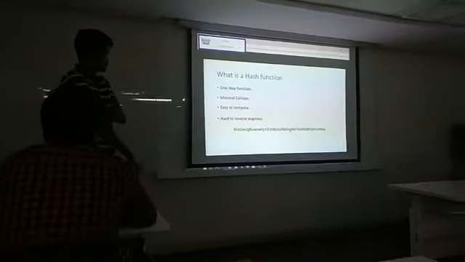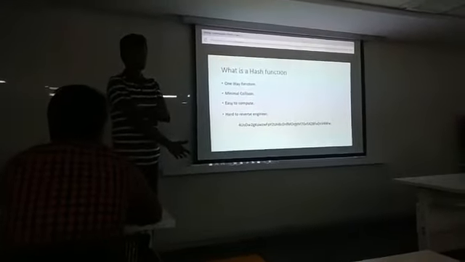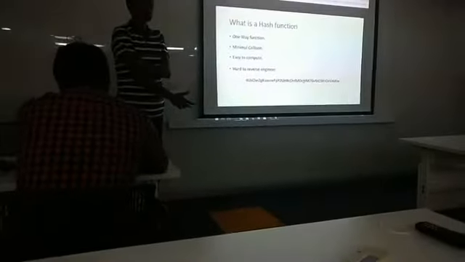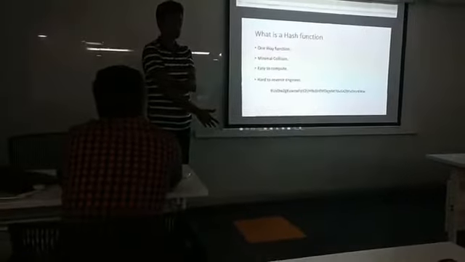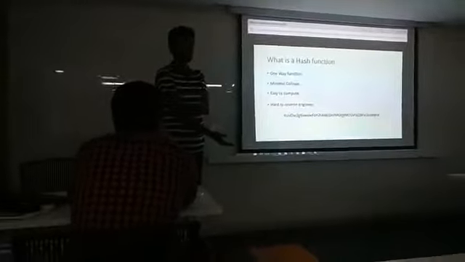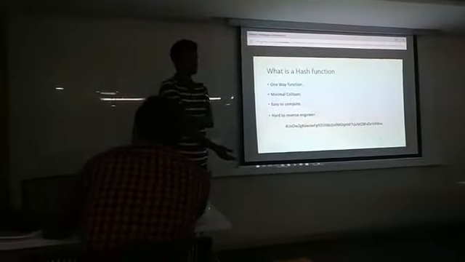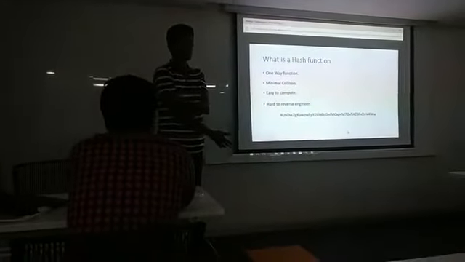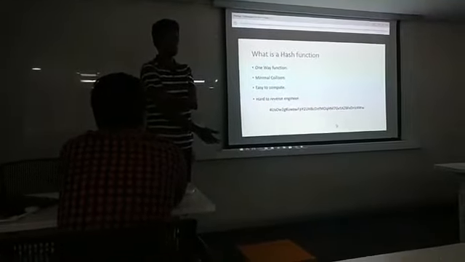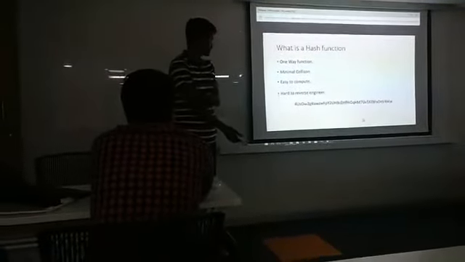So that's number 2. Number 3 is it should be easy to compute. A hash function can't be slow. It can never be slow. For example, if you take TCP checksumming, in a lot of them, it takes less than a second, there are around 600 to 700 operations that a TCP checksum performs. So something like a TCP checksum can never be slow.